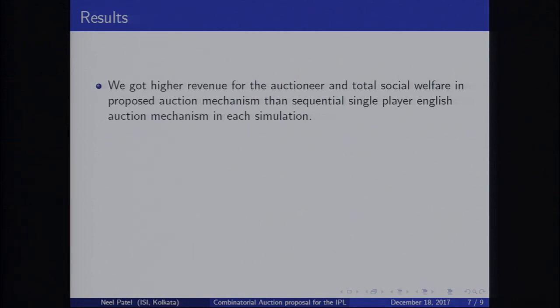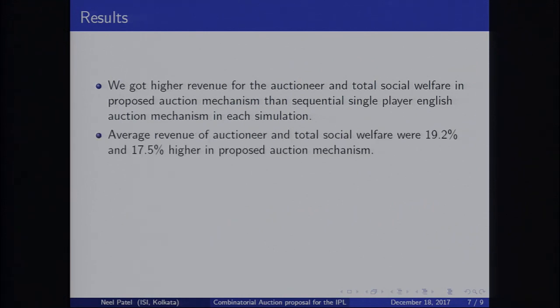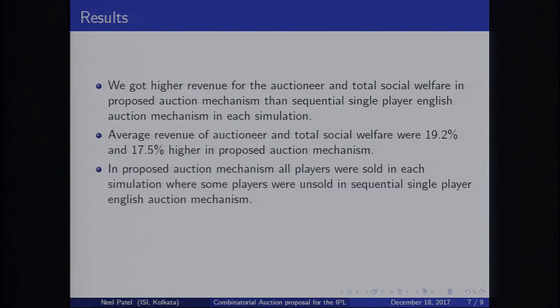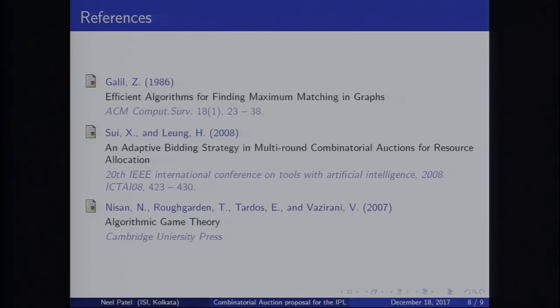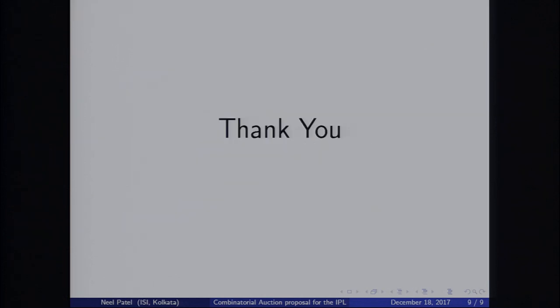Some results that we got: revenue and social welfare were higher in all the simulations, uniformly. Social welfare was 17.5% higher, and revenue was 19.2% higher. In approximately 35% of simulations we got the maximum possible social welfare. I have no mathematical explanation for it. You can visit my poster if you have questions.